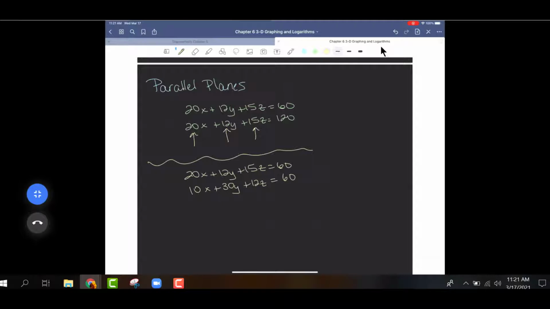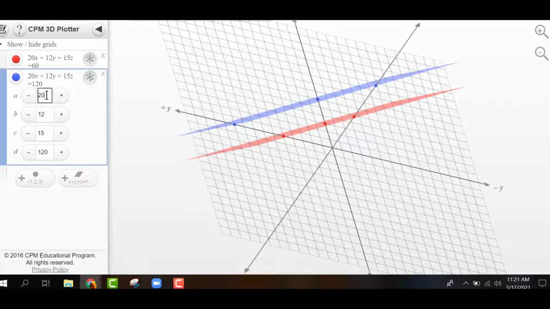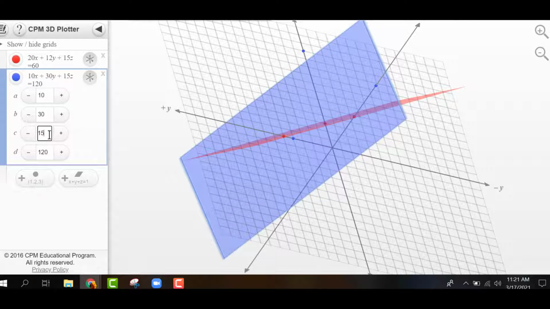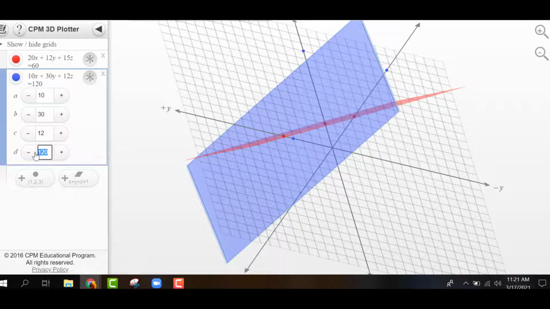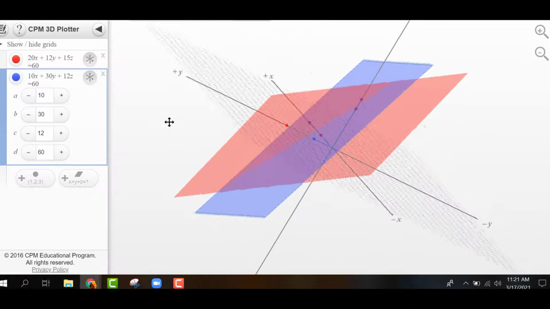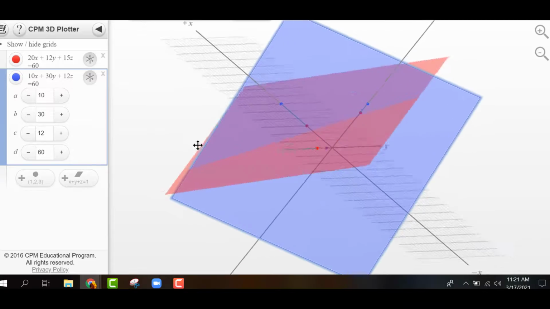Anybody got any ideas, want to make a prediction about what's going to happen when I graph this? They're probably going to cross. All right, let's try it, right? So we have what? We got a 10. Our coefficient in front of y, what did we say was 30? You guys are doing this too on your computer, right? Yes, Mrs. Fitch, we are. Good job. Right, and I put in my 60. And look at that, you guys were right. They did. They intersected, didn't they?